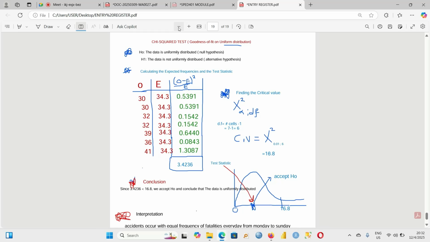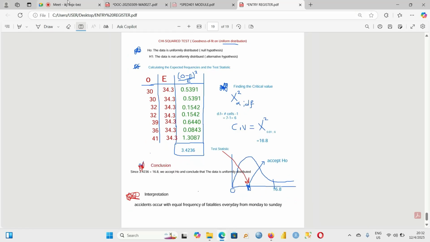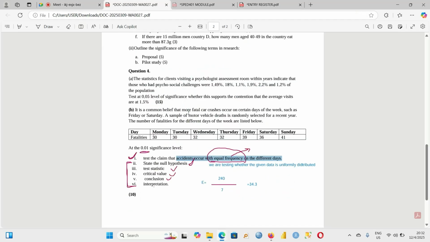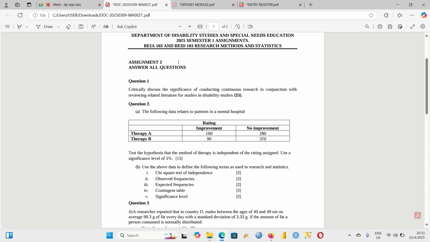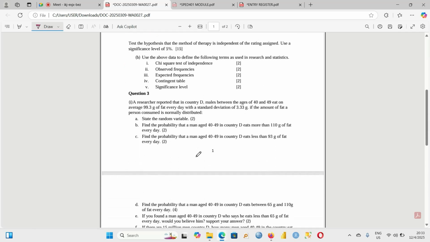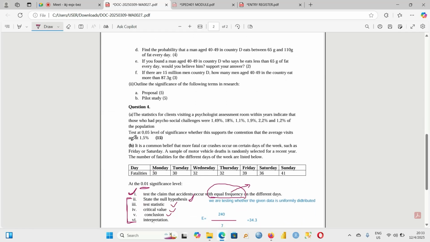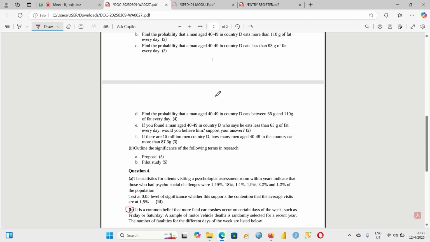So this is our test. We were trying to answer question 4B on your assignment. Meaning we have done question number 2. I gave you some other questions to do on this one. We have also done 4B. We will look for more questions to do on this test of uniform. 4A is about hypotheses, and number 3 is on normal, which we will do properly.